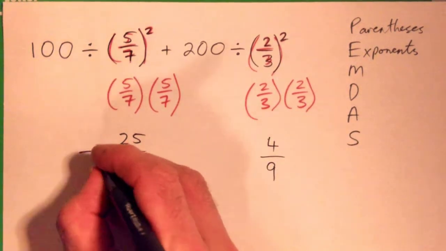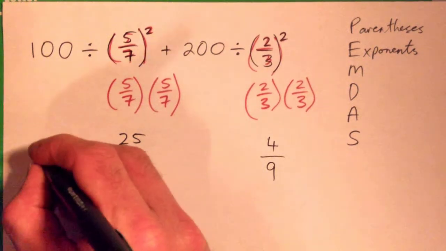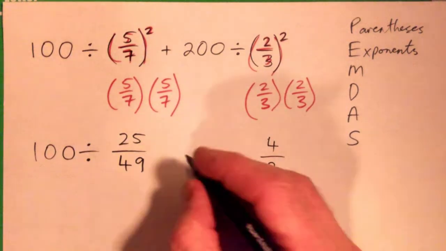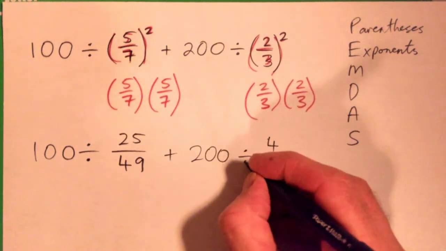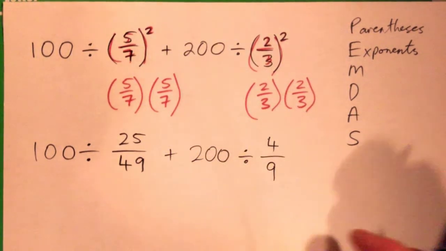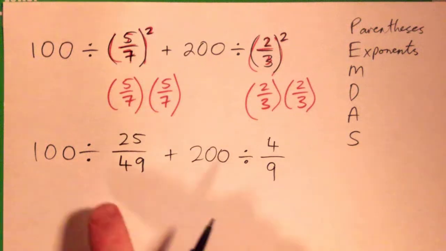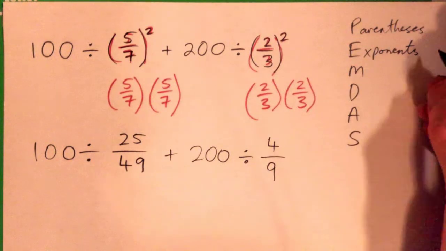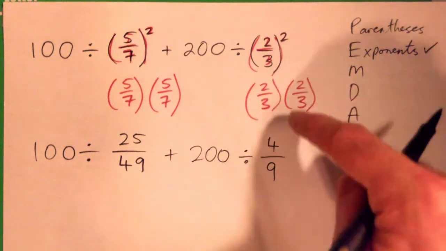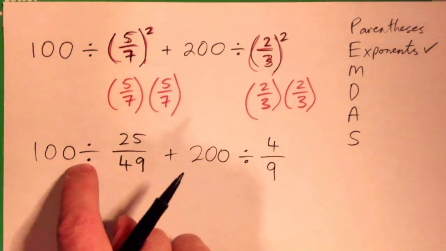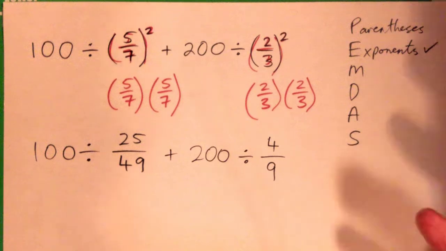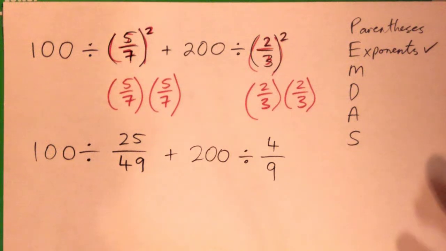Then we just write out the whole thing again. So we have 100 divided by that plus 200 divided by that. So now we have some operations. The exponents are done. That's nice. It looks a little bit neater, doesn't it? We have a divide, add, then divide. What do we do first? Divide or add? Divide. Yep.